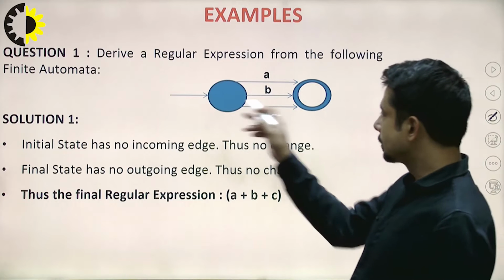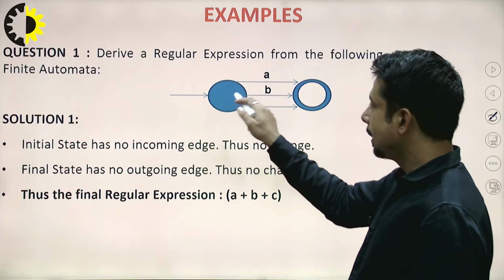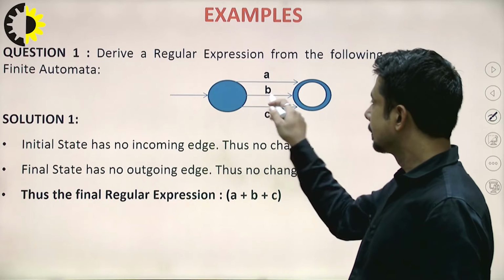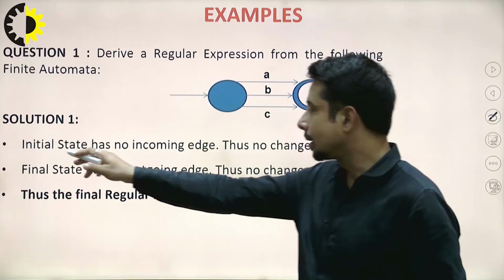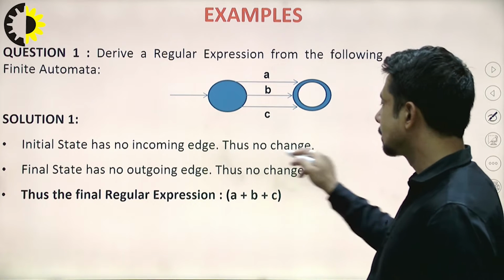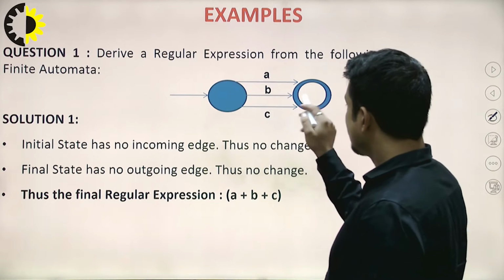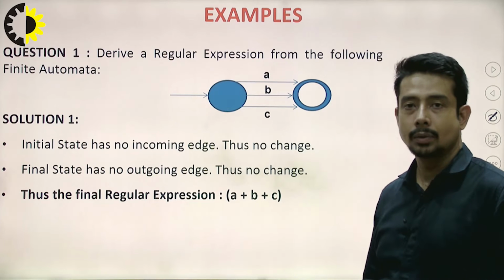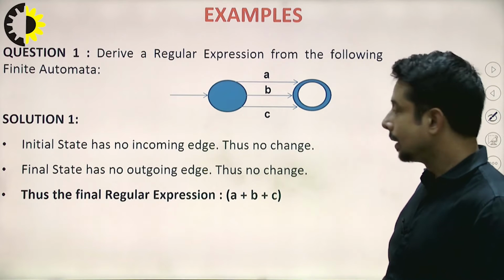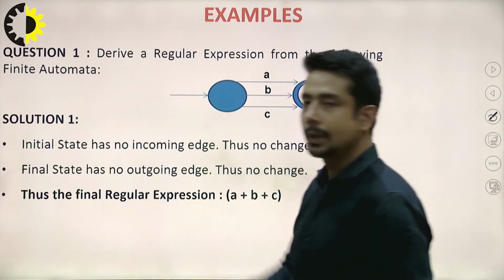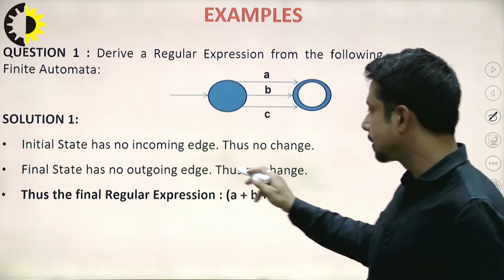If you look into this question, is there any incoming edge to the initial state? See, no incoming edges, therefore no changes. I have mentioned here: the initial state has no incoming edge, so no change. Is there any outgoing edge from the final state? There is no outgoing edge from the final state. So, what will it be? It will remain the same, correct? The final state has no outgoing edges, so no changes.